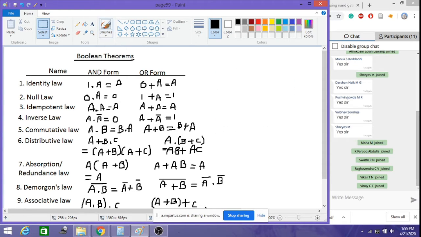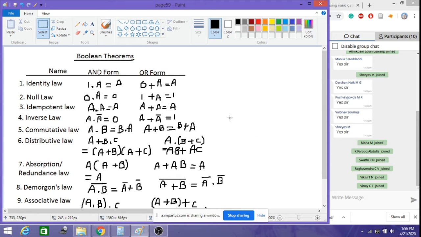Now let us look into the OR form. A plus A complement is always 1. Why is that? For example, if A is 0, its complement is 1, so 0 plus 1 is 1. If A is 1, then its complement is 0. Doesn't matter, still it is 1. Therefore A plus A complement is equal to 1, whereas A into A bar is equal to 0.